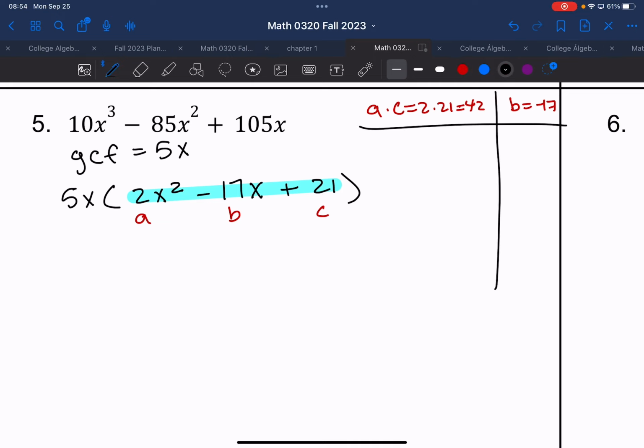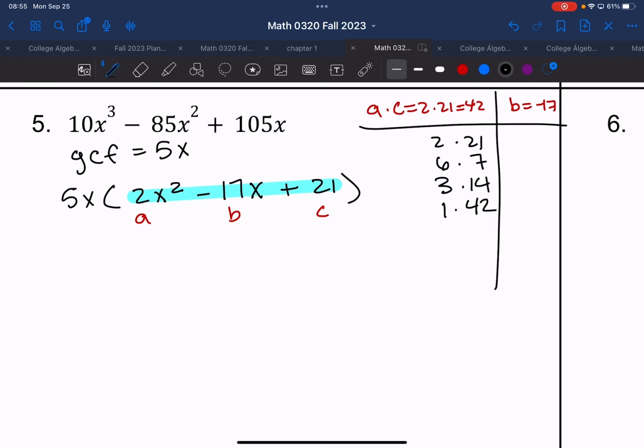So I need factors of 42. What would be those factors? Good, 2 and 21. So right off the bat, whatever they gave us in our original one. 6 and 7. 3 and 14. Okay. 1 and 42.